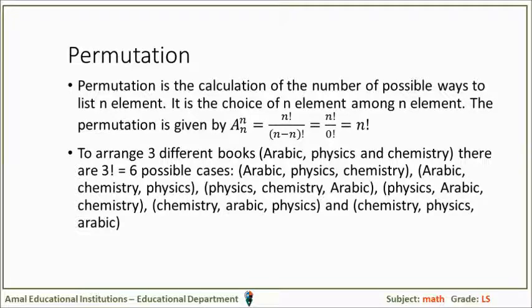I'll give you an example. To arrange 3 different books, Arabic, physics, and chemistry, how many ways do we have? There are 3 factorial cases, which is 3 times 2 times 1, 6 possible cases. I will list for you all the possible cases. Arabic, physics, chemistry; Arabic, chemistry, physics; physics, chemistry, Arabic; physics, Arabic, chemistry; chemistry, Arabic, physics; and chemistry, physics, Arabic. So this is an example for permutation.